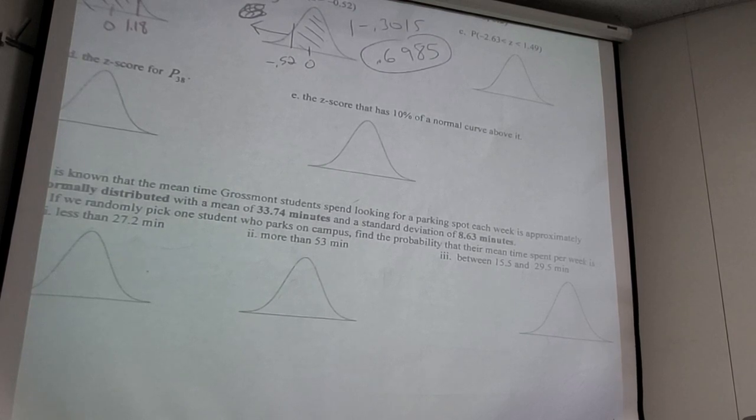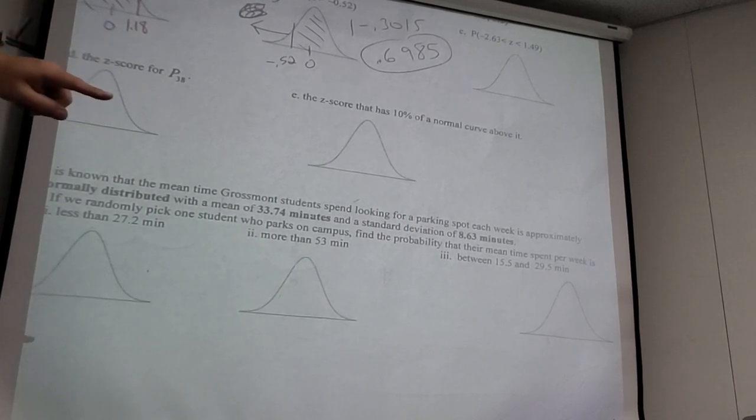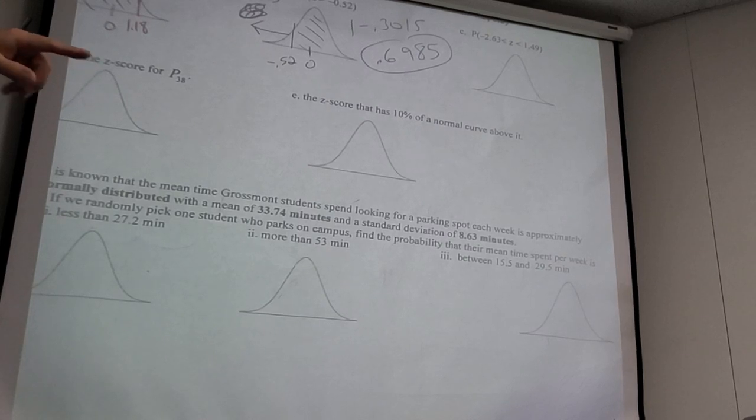Now, let me see. So again, if you took a test and the grades were normally distributed, and your z-score was negative 0.52, you're half a step down roughly from the mean. That means almost 70% of everybody else scored better than you. Is everybody with me?